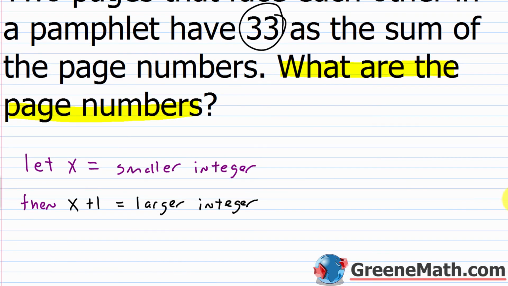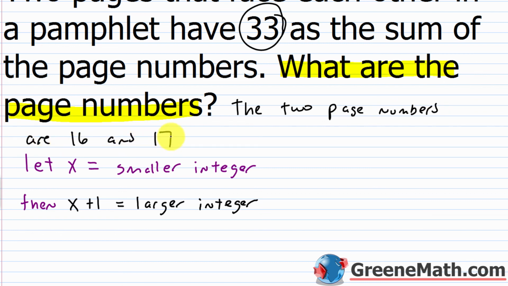So for the page numbers, we could say that the two page numbers are 16 and 17, right? If you take 16 and you add 17, you're going to get 33, right? And the two pages do face each other in the book. So if you had a book or a pamphlet or whatever it is, this is 16, this is 17. If you close the book, the two pages would face each other.